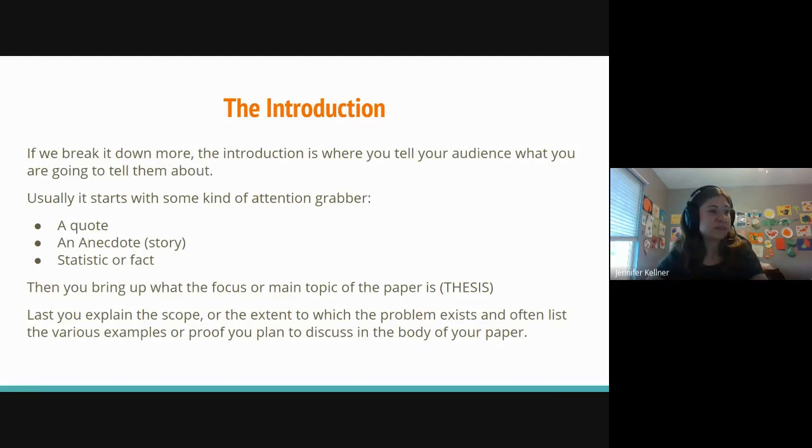Okay. And then after all of that fun stuff, you bring in your thesis, and then you're going to list out the examples that you plan to discuss in your paper, which is often called the scope. You're literally just going to say, these are the three things that I intend to talk about.